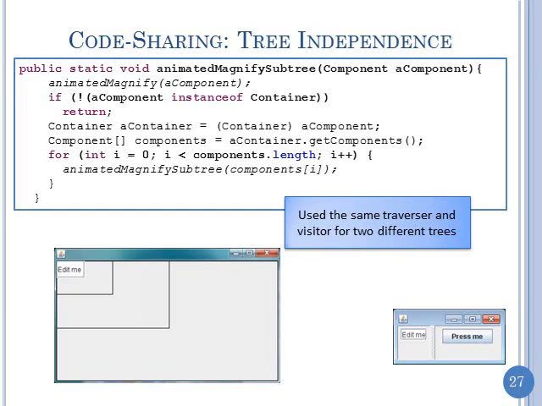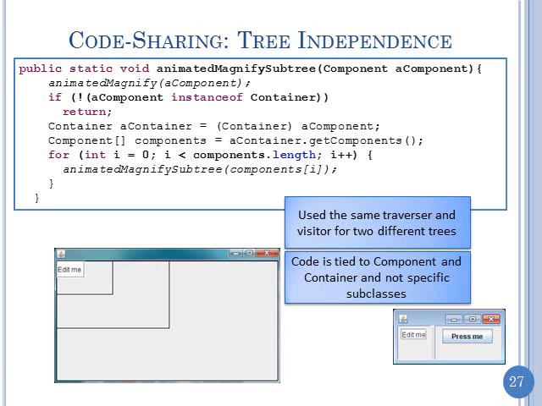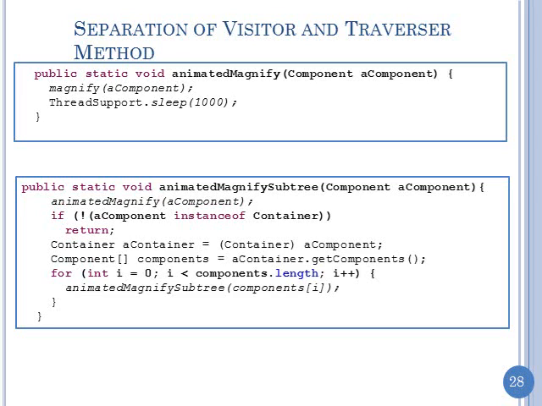So we use the same traversal and visitor for two different trees, just because we typed these arguments to this method properly. Now we did something else. We made the visitor method separate from the traversal method. Did that buy us anything?